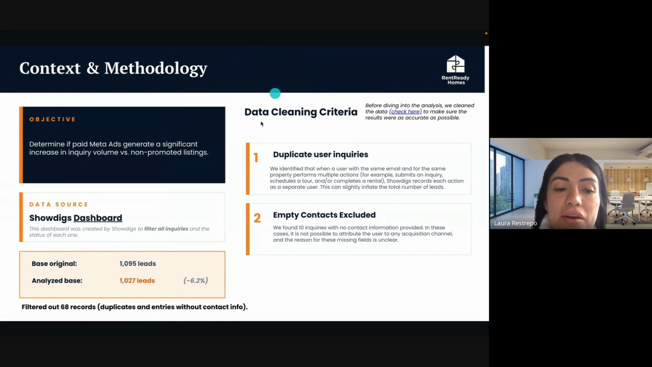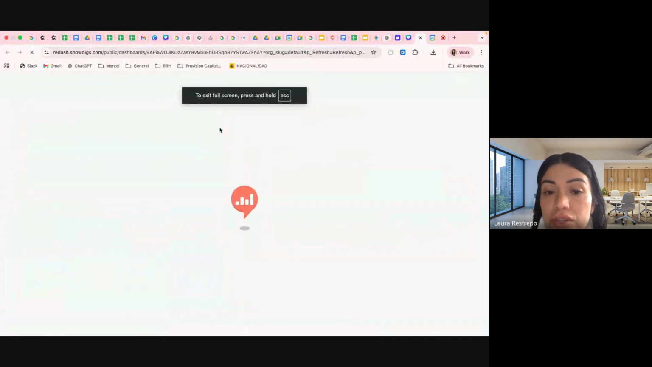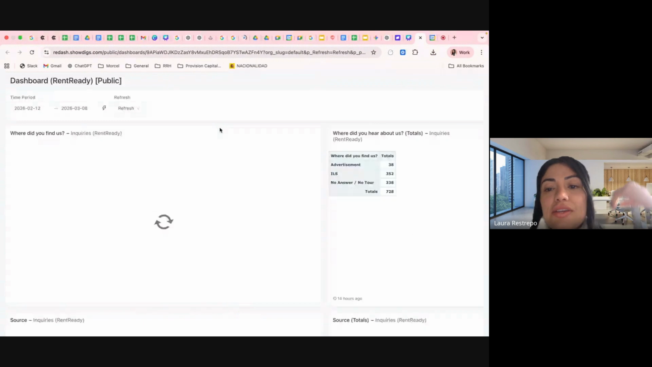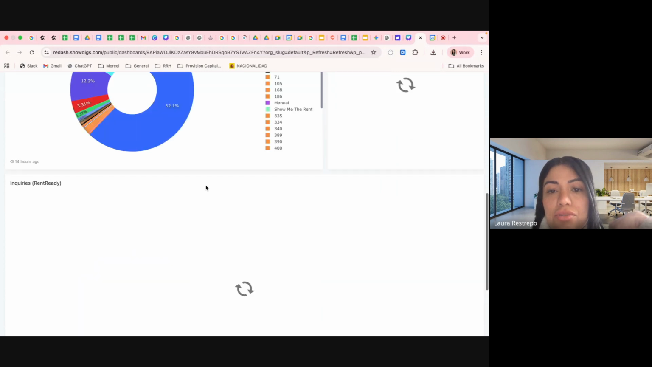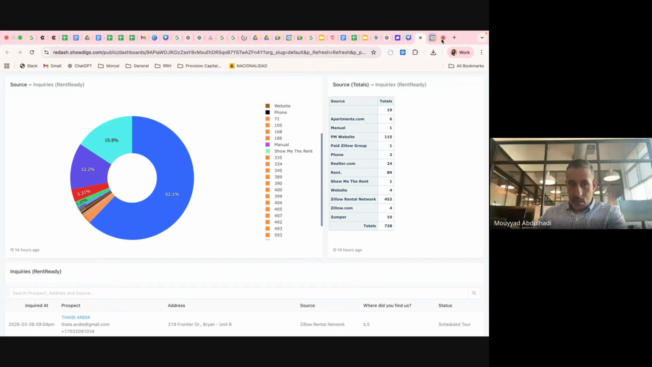All of the data that we are going to show you here, Mahmoud, is coming from the dashboard that Showdix created for us. That is this dashboard. So we can have here all of the inquiries, all of the data, all of the information through different kinds of sources, etc.